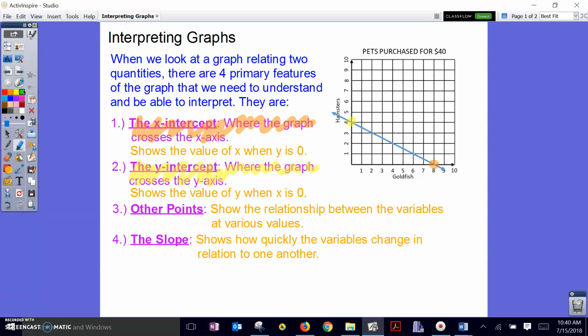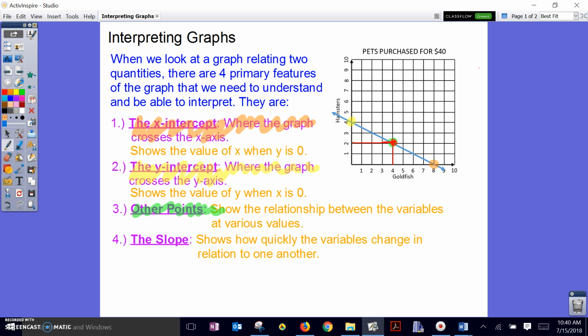Then there are other easily readable points on the graph. For instance, this point right here, that will give us various other combinations of the number of goldfish and hamsters I can purchase. And I can just read off their coordinates. If you look at this one, you see that this point has an x coordinate of 4 and a y coordinate of 2. So that's the point (4, 2). And if I want to assign a real-world meaning to that, that tells us that one of the possibilities for what we can purchase is we could purchase 4 goldfish and 2 hamsters.